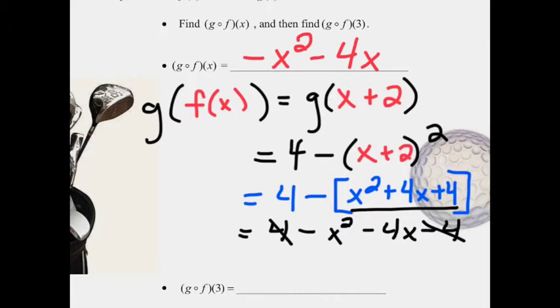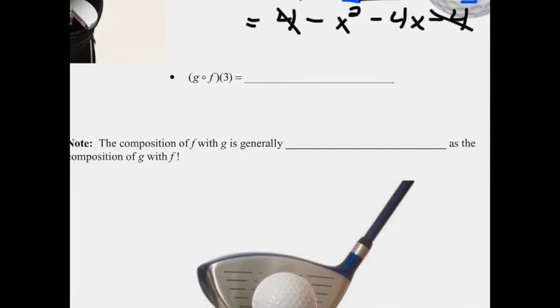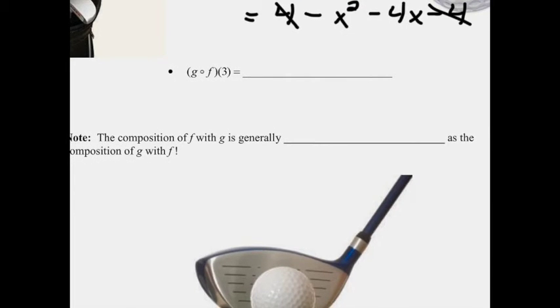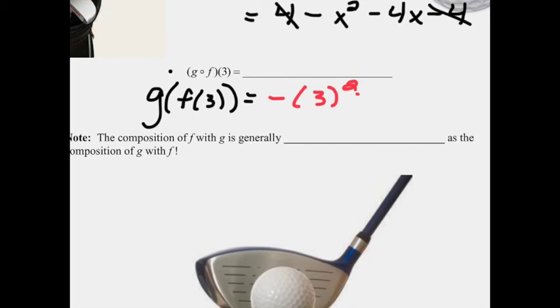Now that's different than the composition of f with g. The f of g is different than the g of f. Now if we evaluate this function at 3, it's going to look like g of f of 3. And while we could go through the steps with that, evaluating it in the f of x function and then in the g of x function, I can just go ahead and use my composition function, negative x squared minus 4x. So that means I've got negative of 3 squared minus 4 times 3.